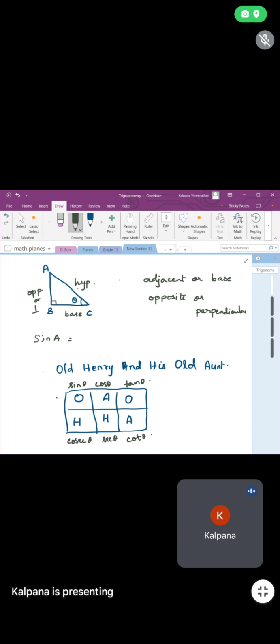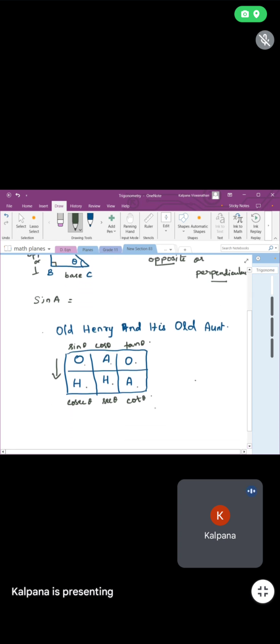Now when you read it from top to down, it is sine. So what is the ratio of sine? Sine theta is opposite by hypotenuse. Cos theta is adjacent by hypotenuse. Tan theta is what? Opposite by adjacent. Hope you all know the other word for adjacent, isn't it? Adjacent is also called base, and opposite is also called perpendicular. So you can use whichever name you want. So from this we can learn the first 6 ratios.